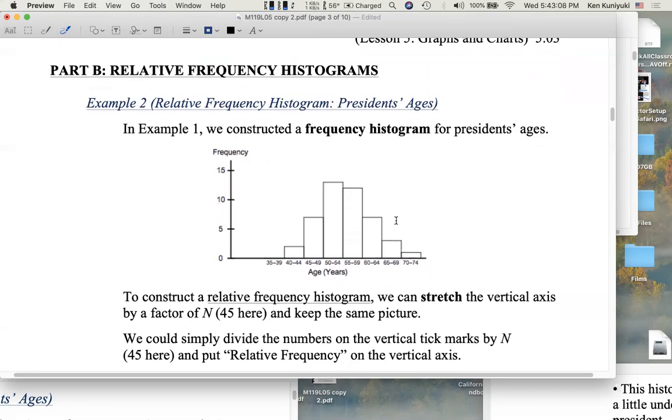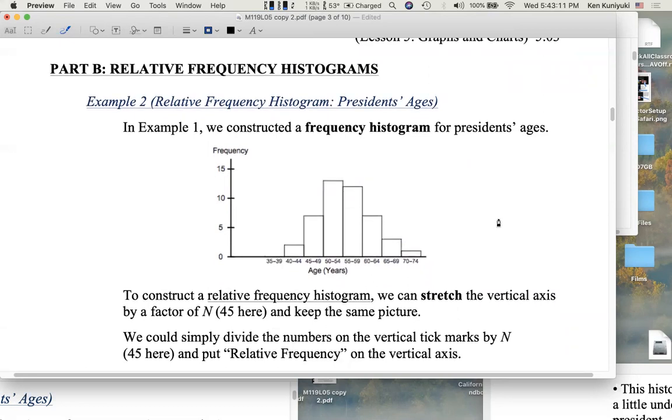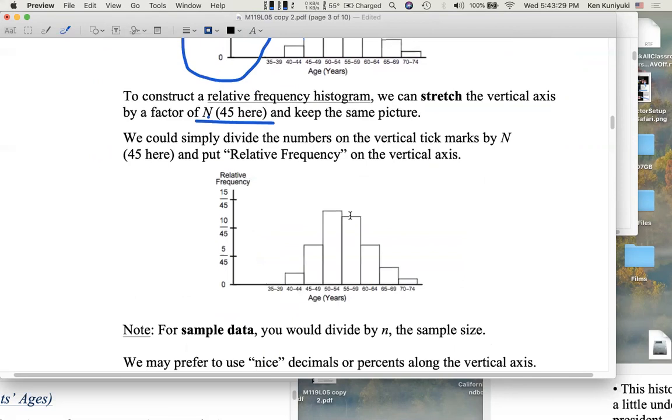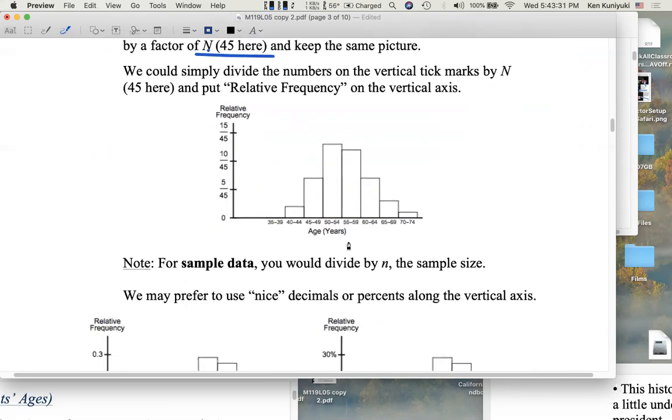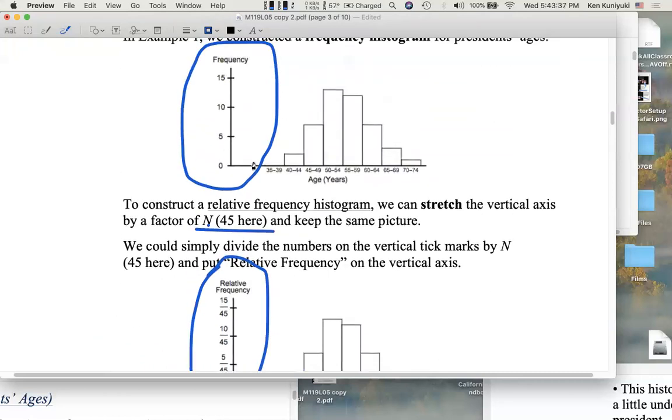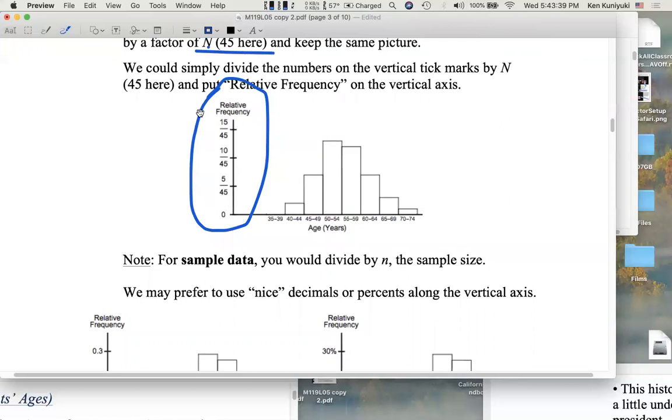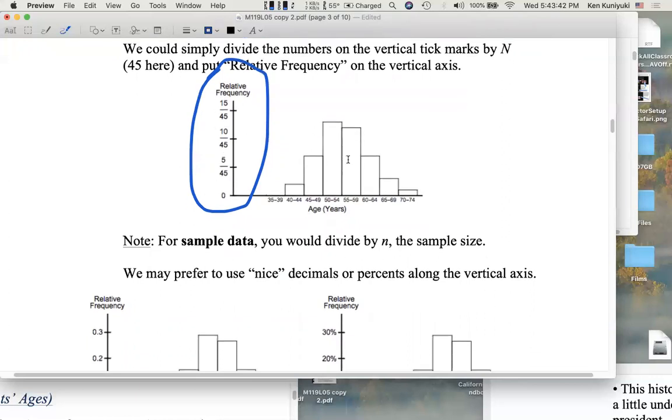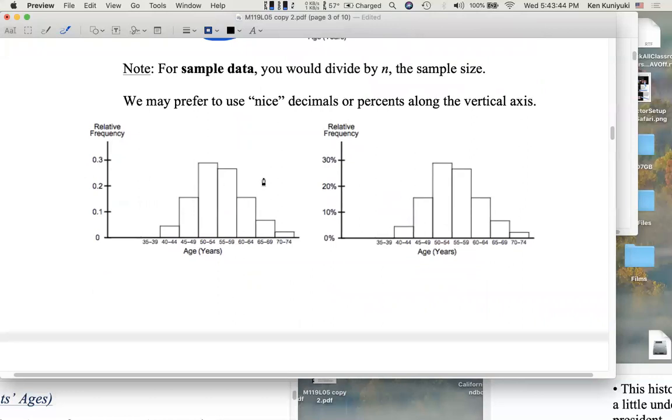Now, we talked about frequency histograms. We can also talk about relative frequency histograms. Basically, you're taking the frequency axis and you're rescaling it. Basically, you can get a relative frequency histogram by taking these numbers and dividing by capital N, the population size, 45. So here's a frequency histogram. The relative frequency histogram has the exact same shape. It's just that we divide these numbers here by 45. Now, these fractions look kind of weird. They're not even reduced. So it might be better to use nice decimals or nice percents.